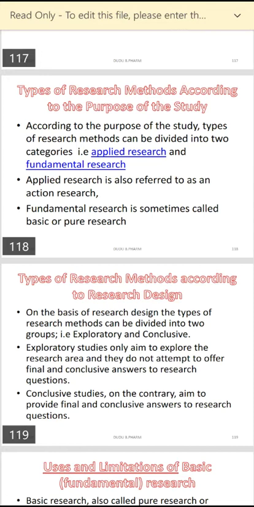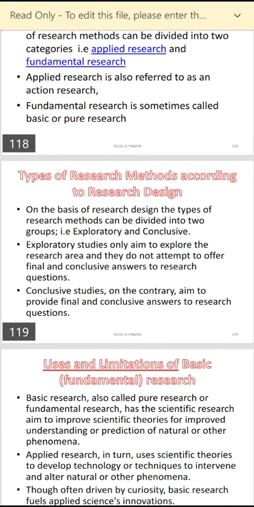And we say applied research is also referred to as action research, while fundamental research is sometimes called basic or pure research.